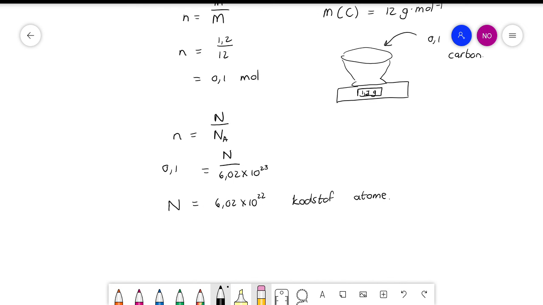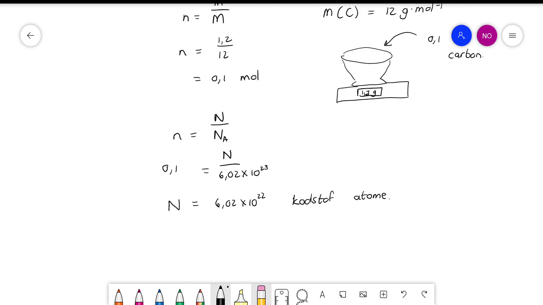Sien julle wanneer ek aantal uitwerk, dan is dit nie asof ek 'n eenheid byskryf nie, maar ek sê altyd waarvan ek praat. Ek praat van koolstof en ek praat van atome. It's molecules if it's bonds between non-metals. It's formula units if it's bonds between metals and non-metals. You guys have to do that.